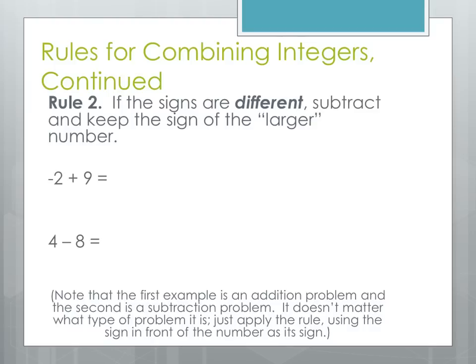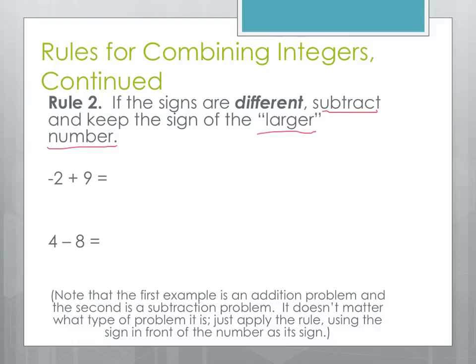Our second rule for combining integers: if the signs are different, we're going to subtract the numbers and we keep the sign of the "larger" number, and I put larger in quotation marks. We want to keep the sign of the number with the largest absolute value, so the biggest digit that we have. As you see in the second example, we'll talk about that. Negative 8 is really less than 4, but it has a larger absolute value, so that's the sign that we're going to keep. In this first example, we have a negative 2 and a positive 9.